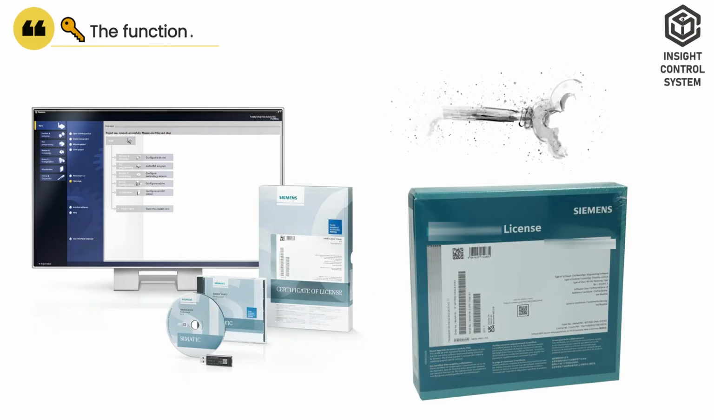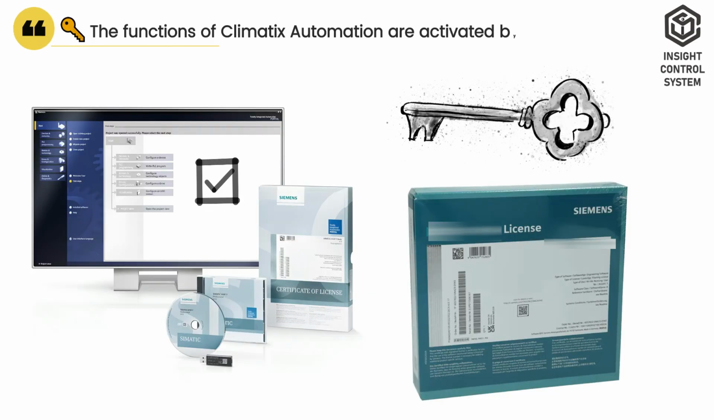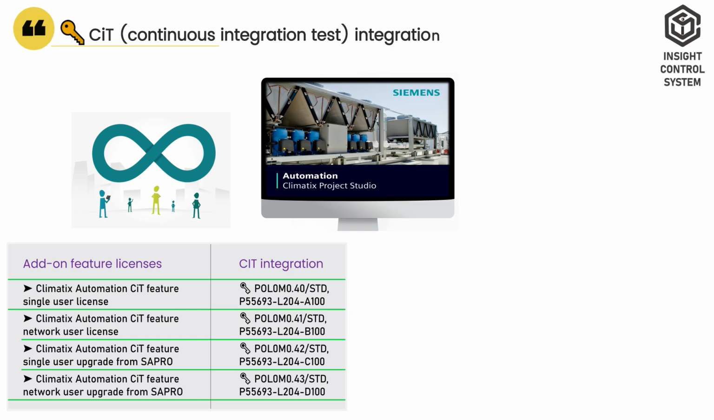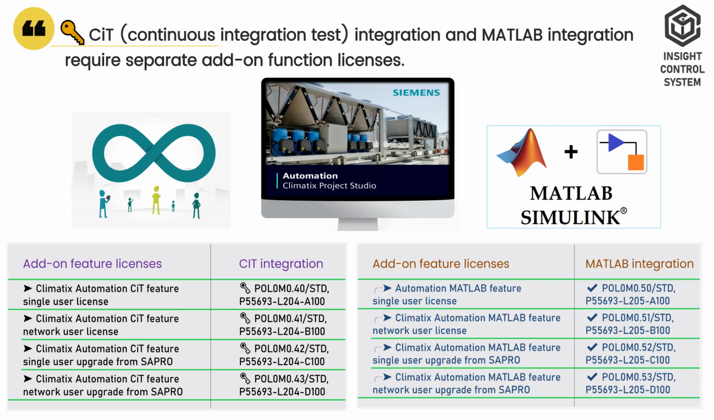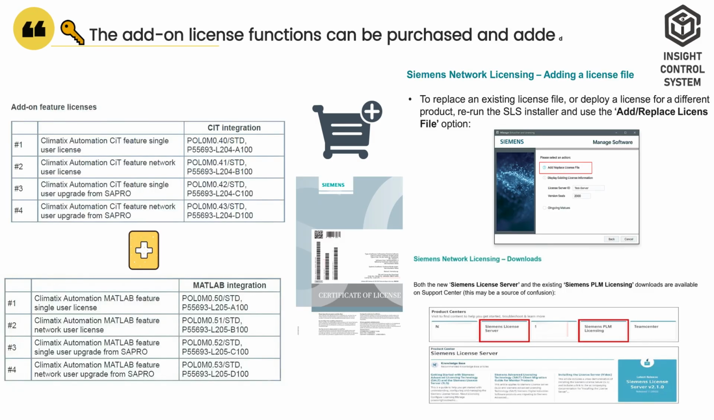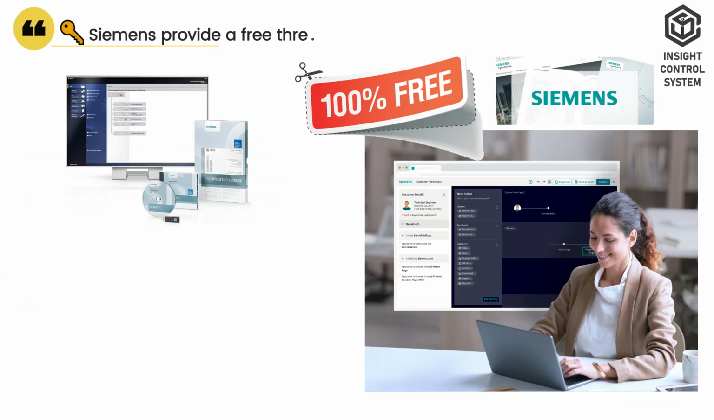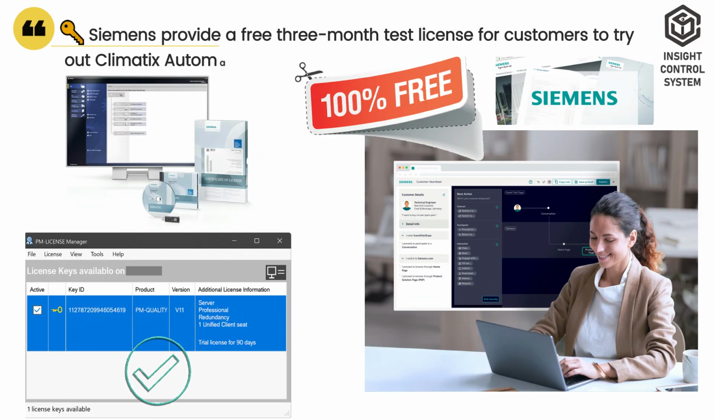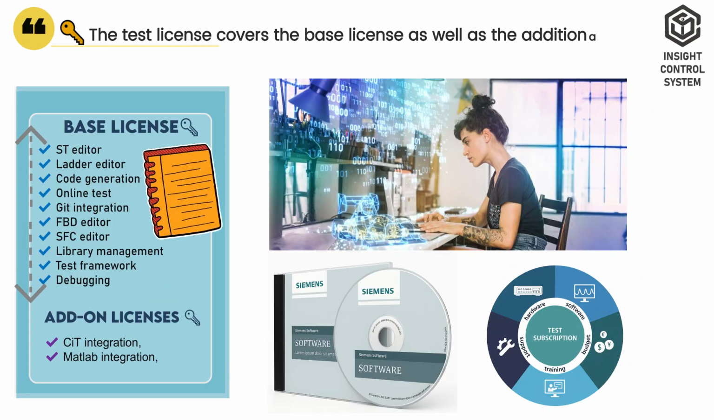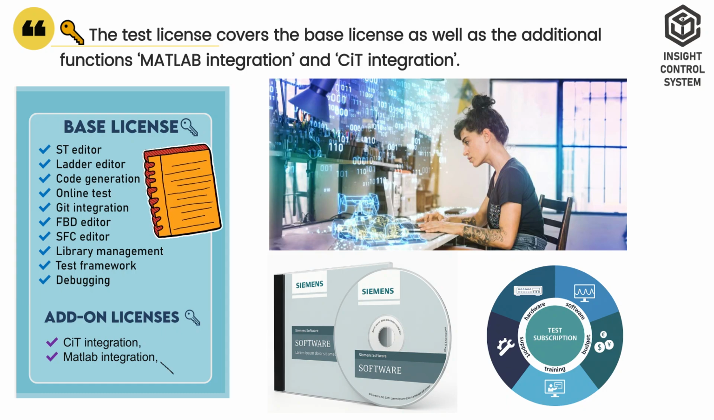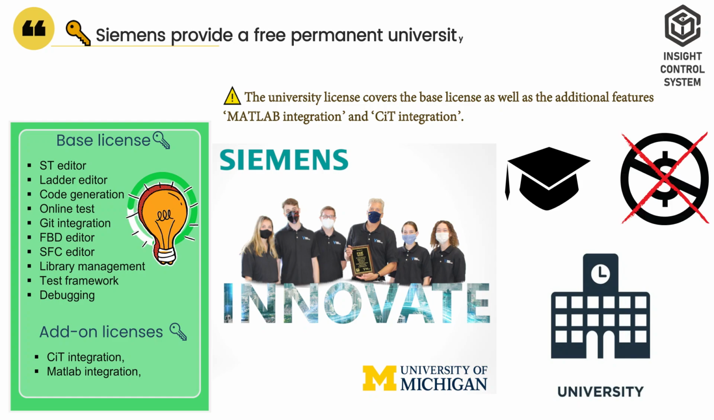Licensing. The functions of Climatix Automation are activated by licenses. Continuous integration, test integration, and MATLAB integration require separate add-on function licenses. The add-on license functions can be purchased and added to existing license carriers at any time. Siemens provides a free 3-month test license for customers to try out the Climatix Automation tool. The test license covers the base license as well as the additional functions MATLAB integration and continuous integration test. Siemens provides a free permanent university license for non-commercial use.